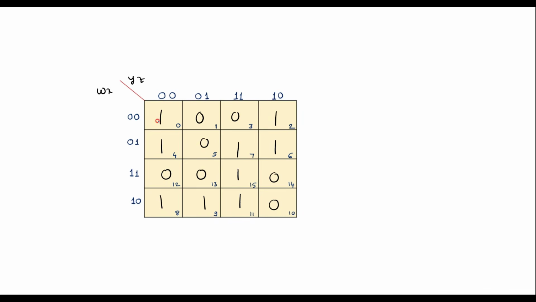Here I can make one quad, this is 1, 1, this is 1, 1. Let me write the value of this: the common term is W bar, and here the common term is 0, that is Z bar. Now let me make this a pair. The value of this will be W x bar, and here the common term is 0, that is Y bar.